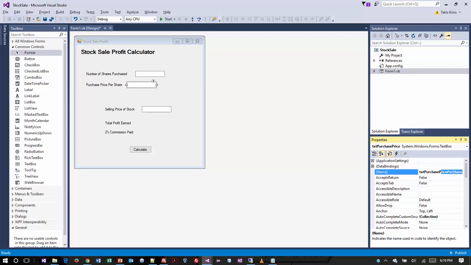And since that's going to be really close, actually I'll leave that like that. Oh, I'm sorry. I didn't mean to do that. Purchase price per share. And everything else should be okay. And now I'm going to move it over and try to line them up a little bit.